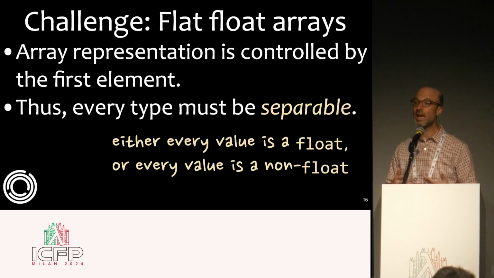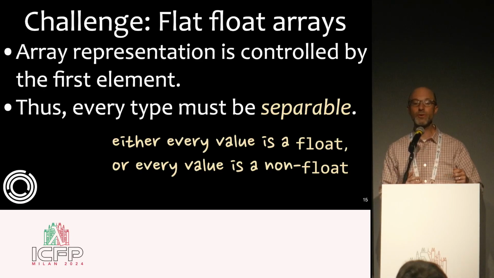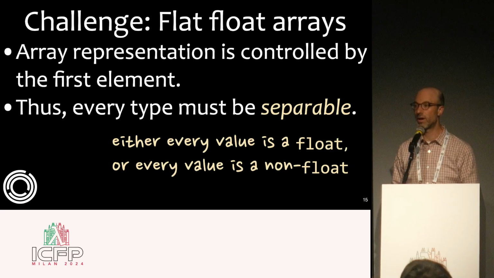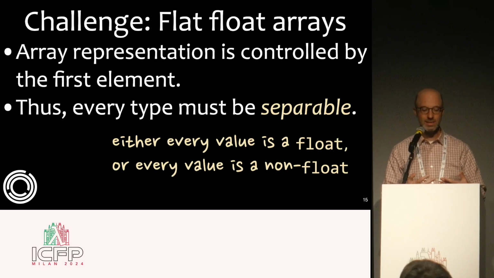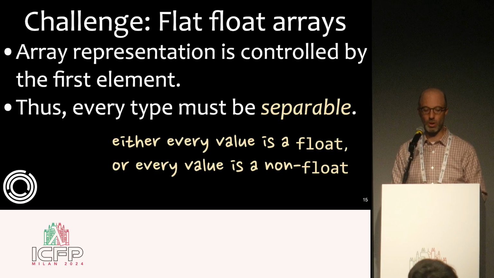So the way that this happens in practice is by figuring out what is the first element of the array, looking at that, and then if it's a float, then we allocate a float array. If it's not a float, then we allocate a non-float array. For that analysis to make any sense, we need this separability property.